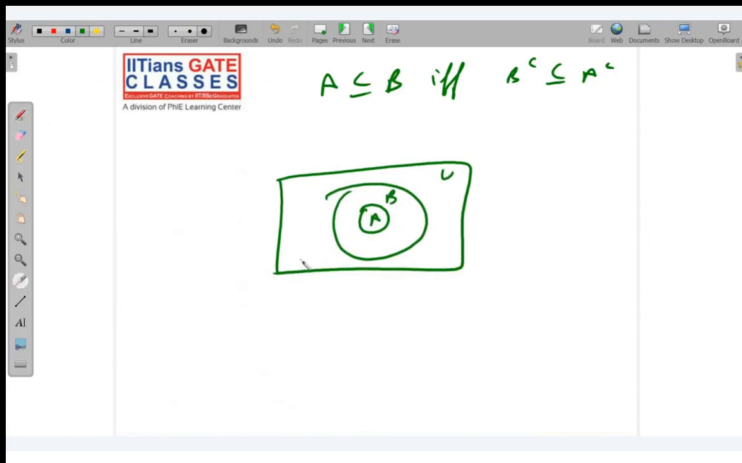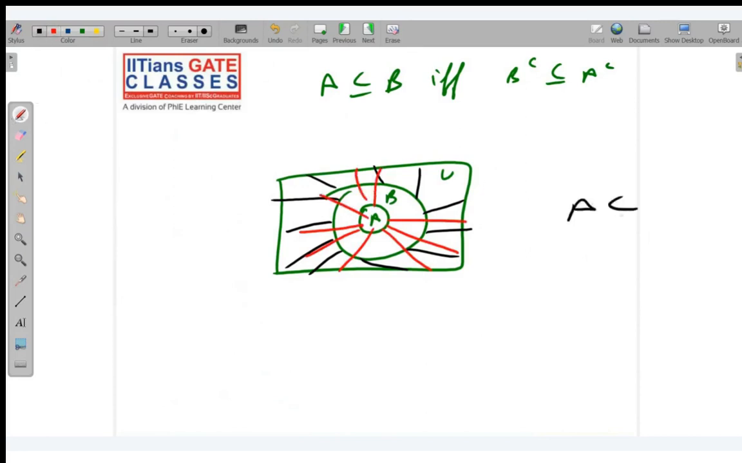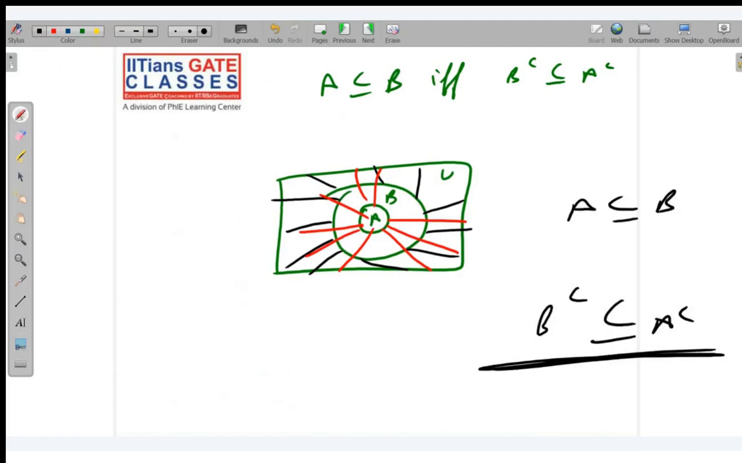So now what is B complement? B complement will be this part. And what about A complement? A complement will be this big part. So obviously you can say when A is a subset of B, then B complement will be a subset of A complement. You can check this out.